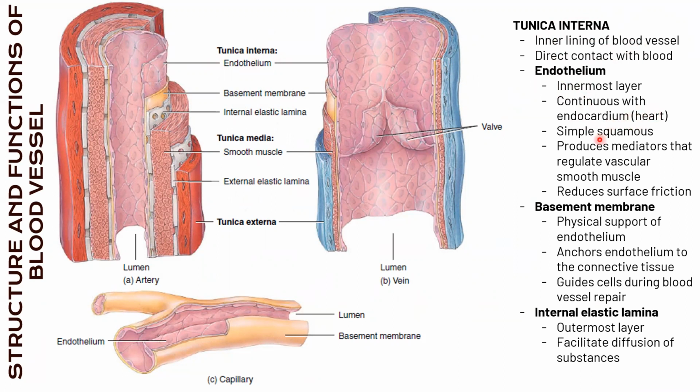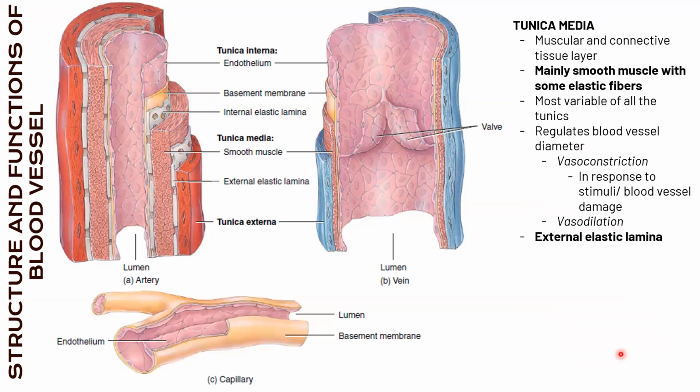It's made up of simple squamous cells and produces mediators that regulate vascular smooth muscle and reduces surface friction. Your basement membrane is the physical support of the endothelium and anchors the endothelium to the connective tissue and guides cells during blood vessel repair. And your tunica interna has an internal elastic lamina. Outermost layer facilitates diffusion of substances.